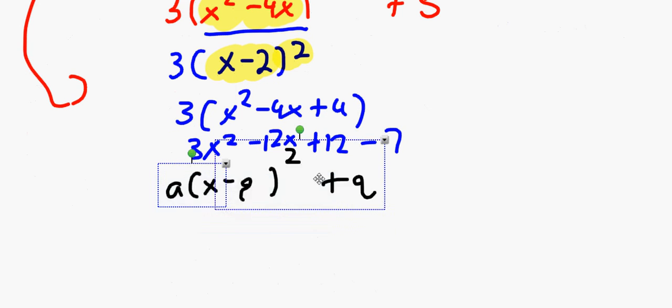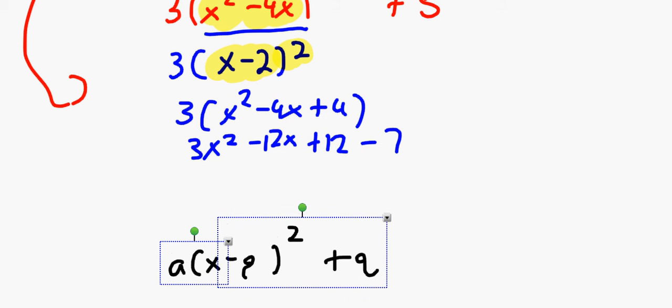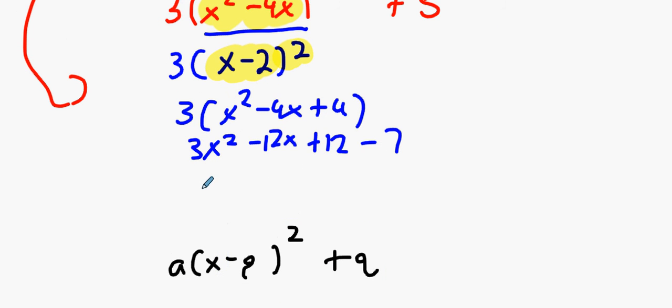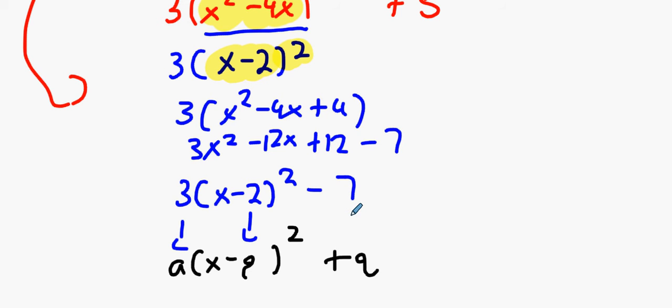Okay? So what do we do now? 3 times, anybody? X minus 2 squared. A is 3, P is 2, and what's your Q value? Minus 7, and you're done. Okay, so that's all that done in one go.